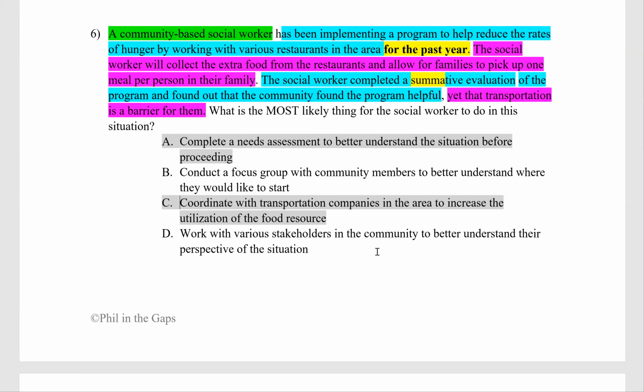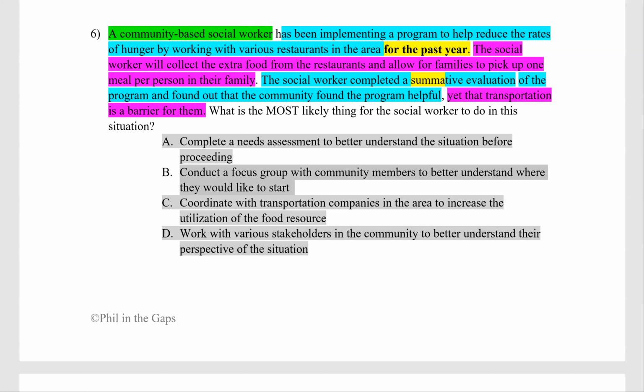So now I'm between B and D. B is conduct a focus group. Remember, key emphasis on focus because we're going to group people of the community together, identify what particular focus they'd like to see to better understand where they would like to start. Or D, work with various stakeholders in the community, which are like key leaders of the community to better understand their perspective of the situation. So if we think about it, would it be better to have a focus group with all the community members to better understand where they would like to start, or only talk to the key leaders and say, what do you think is best? So for that reason, we're going to rule out D.